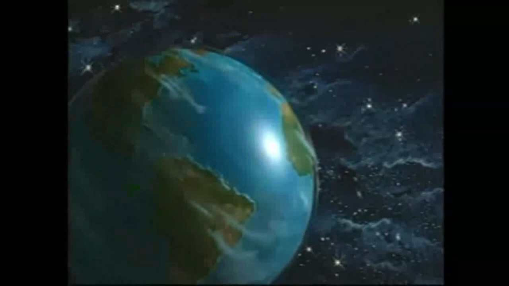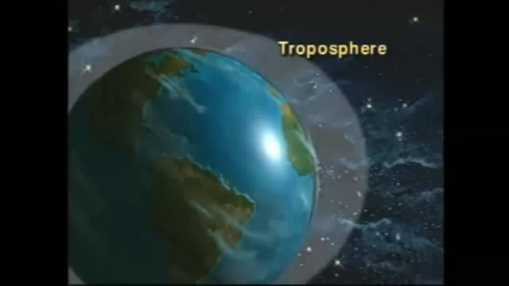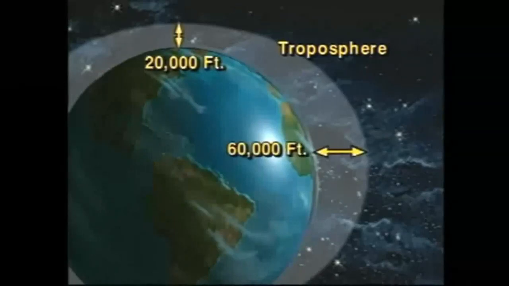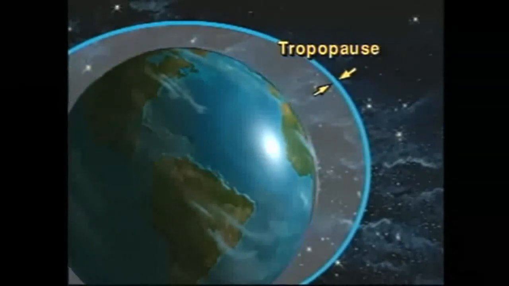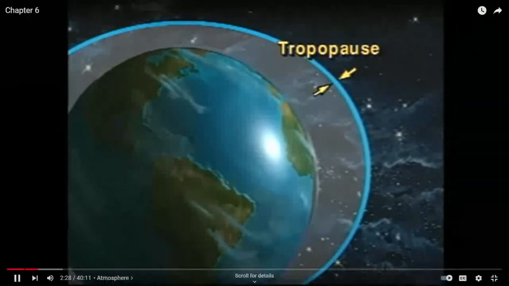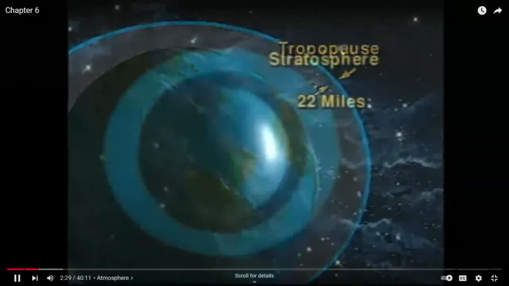The atmosphere is made up of several basic layers, with the lowest layer being the troposphere. This layer slopes upward from about 20,000 feet at the poles to about 60,000 feet at the equator. Most of the weather which you will be concerned with will be found within this layer. Above the troposphere is a thin layer known as the tropopause, which acts as a lid on the troposphere, keeping most of the moisture within the layer below.